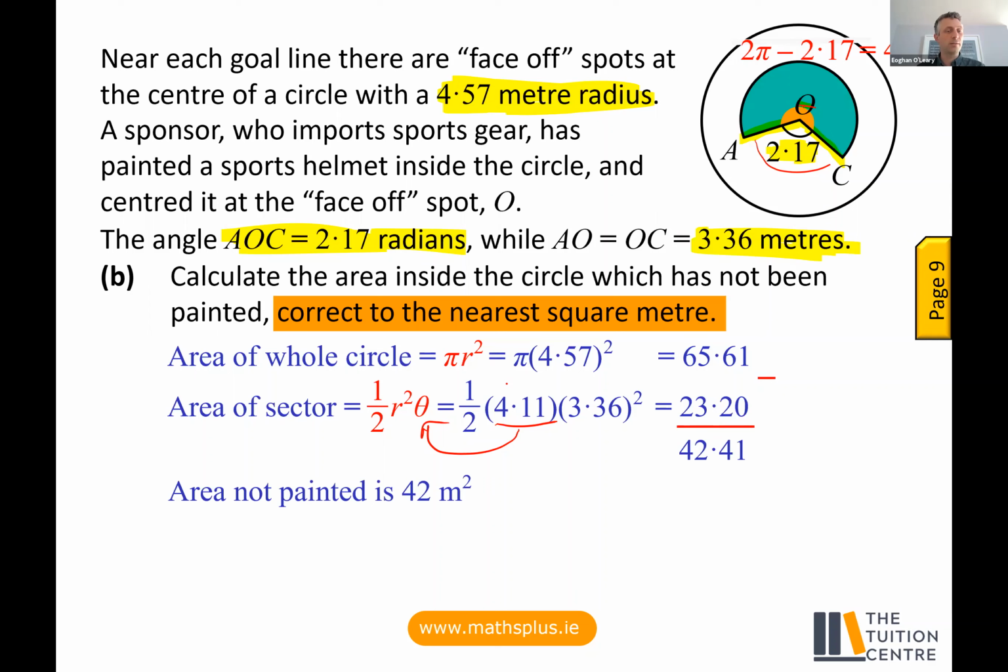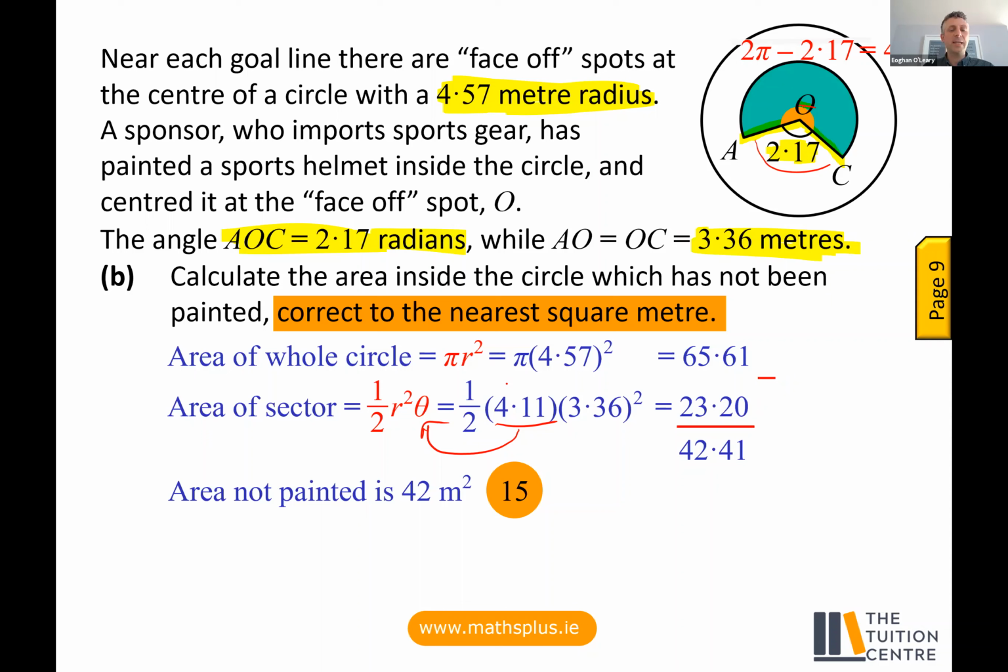42 meters squared. And that was a 15-mark question. So I'm going to say tougher than it looked, or no, the other way around. Easier than it looked. But you had to be familiar enough with your radians, the fact that there's 2 pi radians in a full circle, and then you just had to take your time with it.